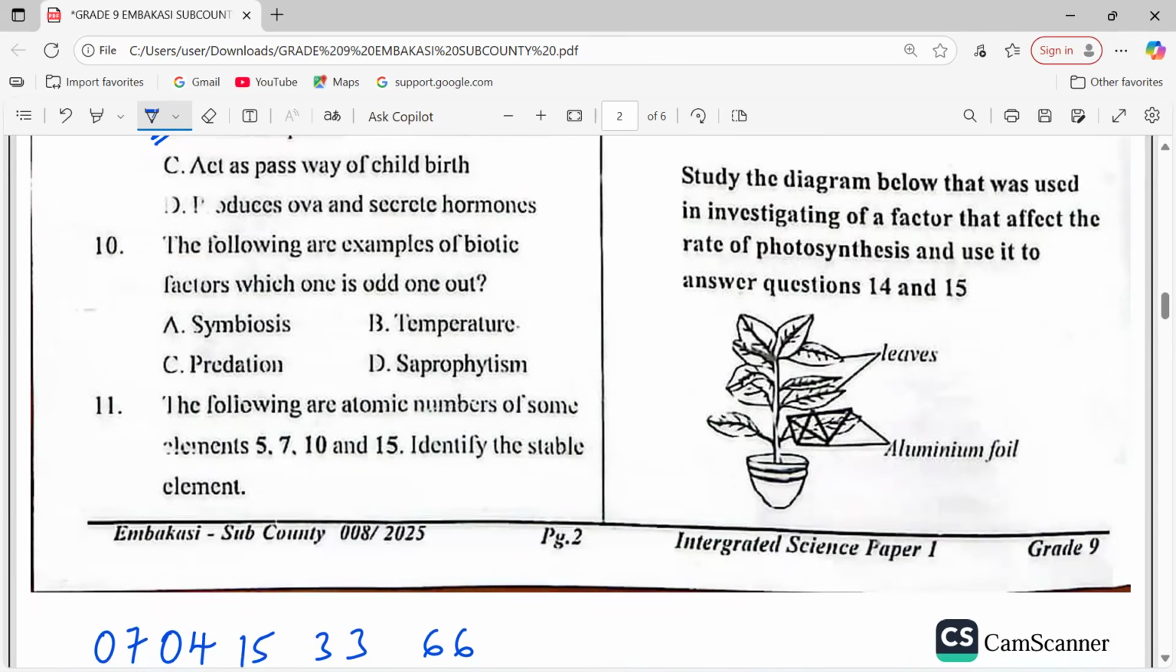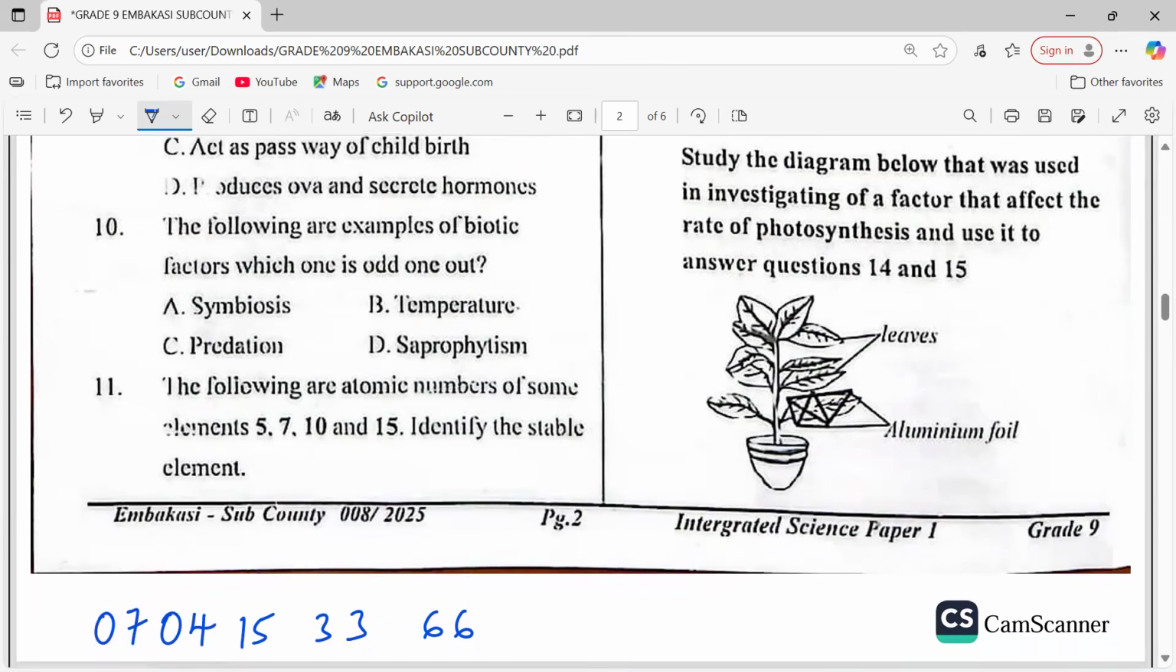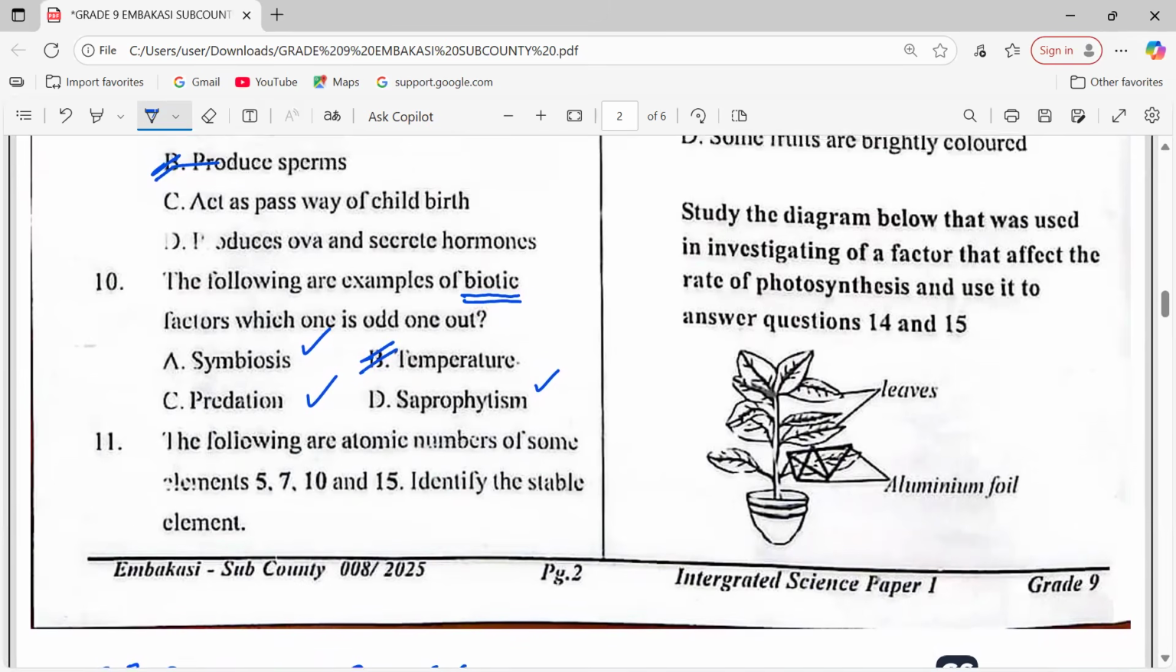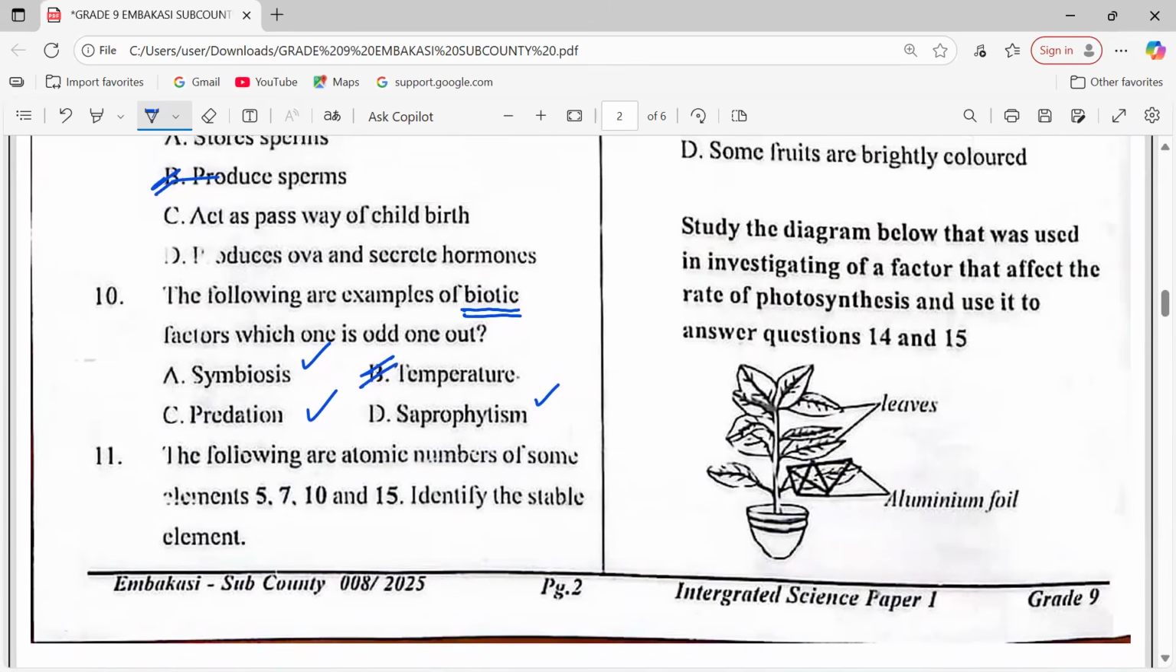Number 10. The following are examples of biotic factors. Which one is odd one out? Biotic factors are living things and the way they affect ecosystems. So symbiosis, predation, saprophytism. Then we have temperature. Temperature is not a living factor, so it's the odd one out.